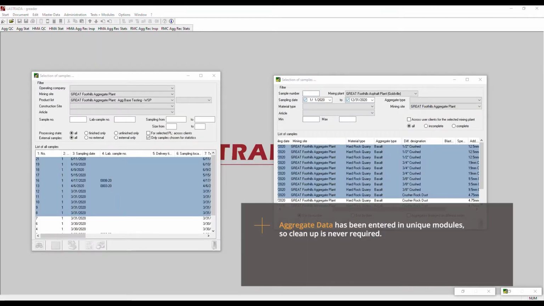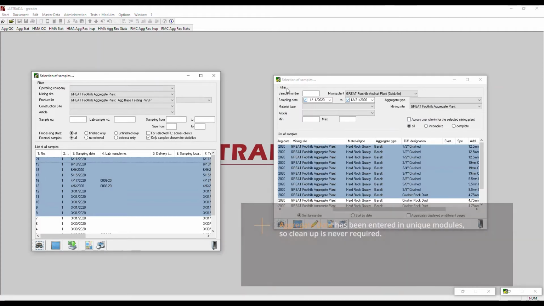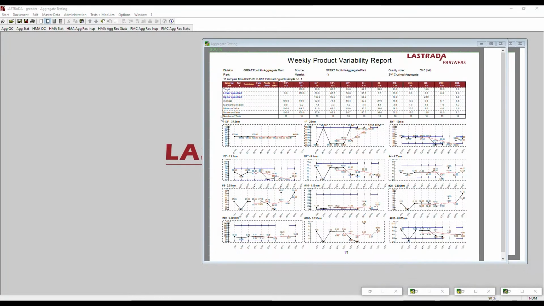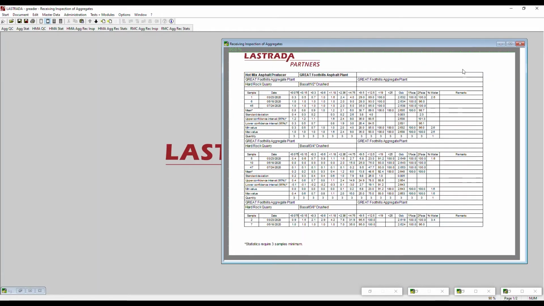By capturing the data based on the end use perspective, I can then do statistics either from the perspective of the aggregate plant using the Aggregate FPC, or from the hot plant looking at the aggregates coming in from that aggregate plant. And now here's an example of a statistics report from the aggregate plant or from the perspective of the hot plant.